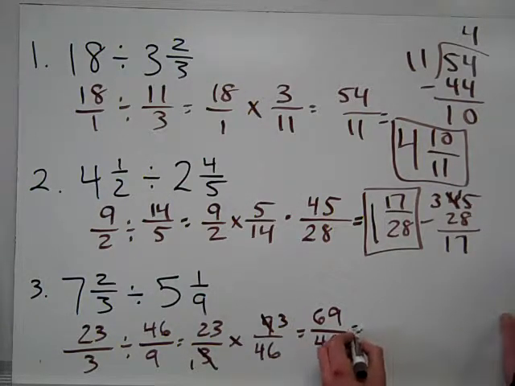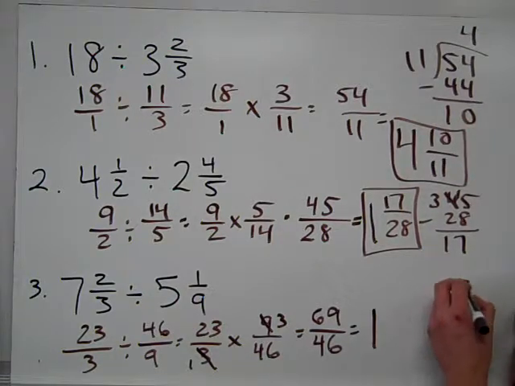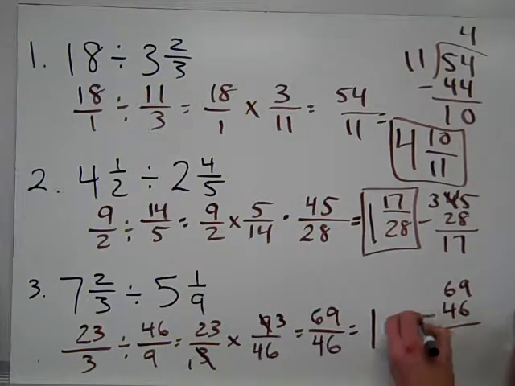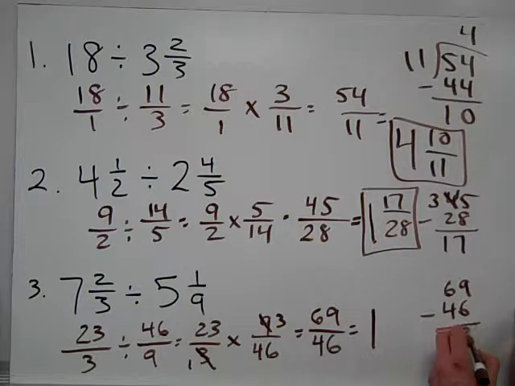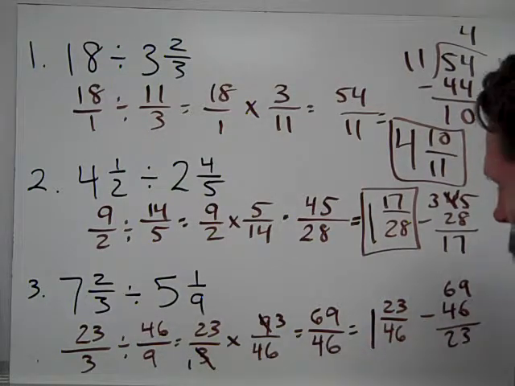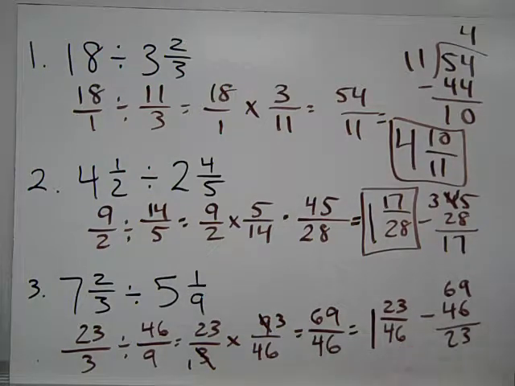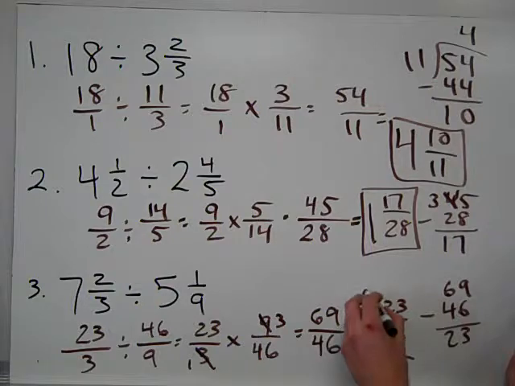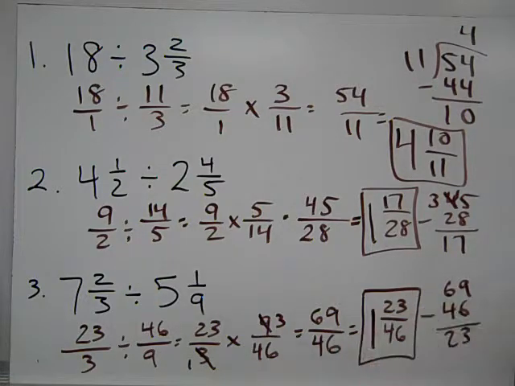46 doubled is going to be more than that, so we're going to get a 1. Subtract, 23. Can 3 go into 46? No. Well, 3 can't even go into 23. So anyways, 1 and 23 over 46.